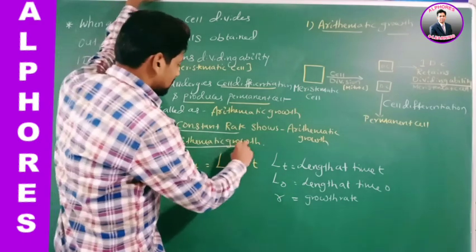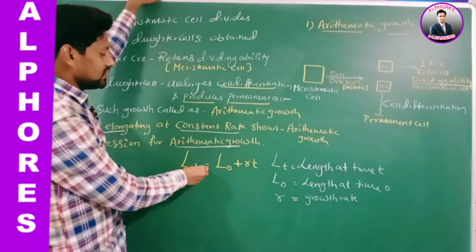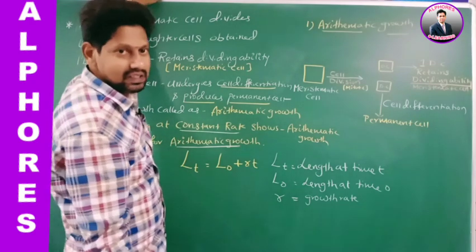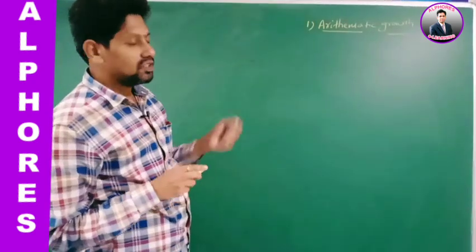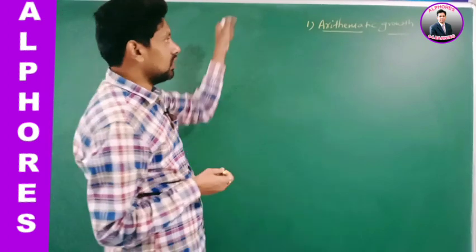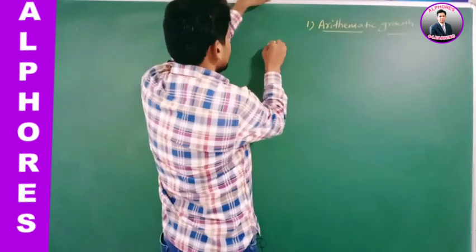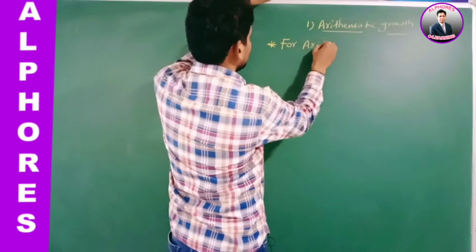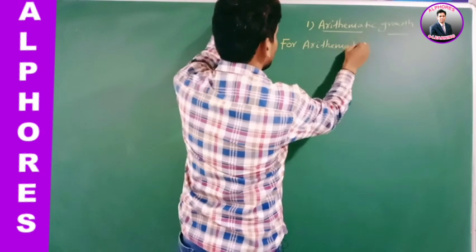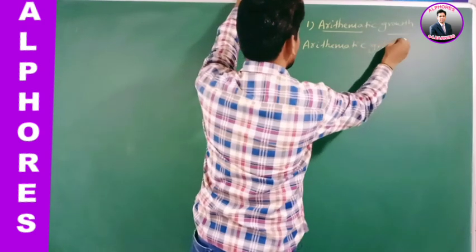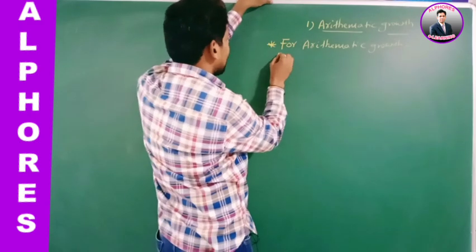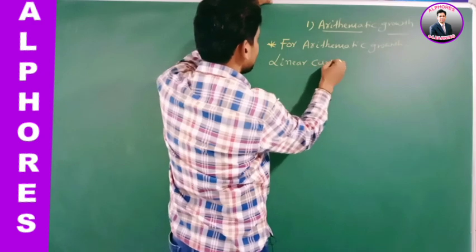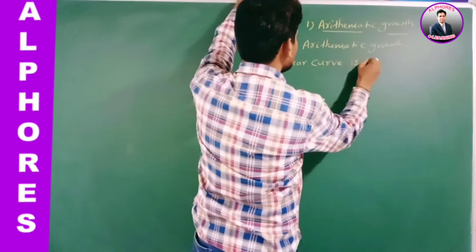Therefore, what is the expression for arithmetic growth? Lt equals L0 plus rt. We are discussing which growth? Arithmetic growth. For arithmetic growth, a linear curve is obtained. What is obtained? A linear curve is obtained.